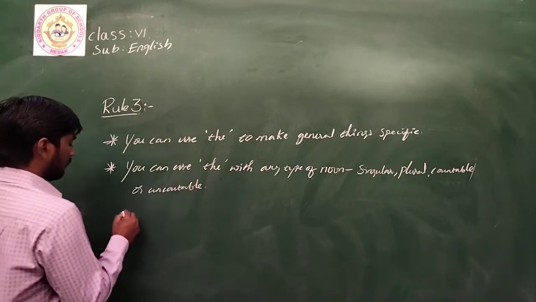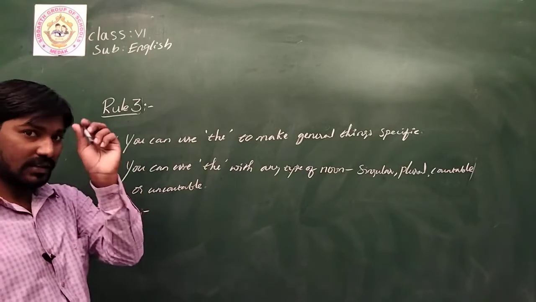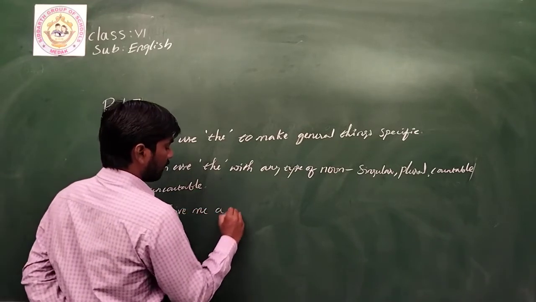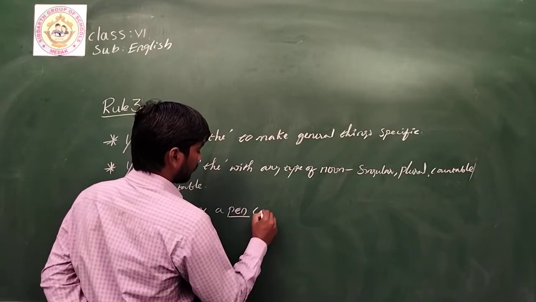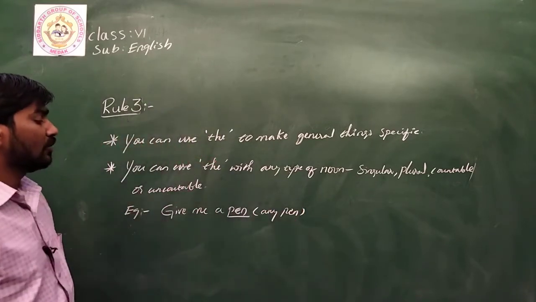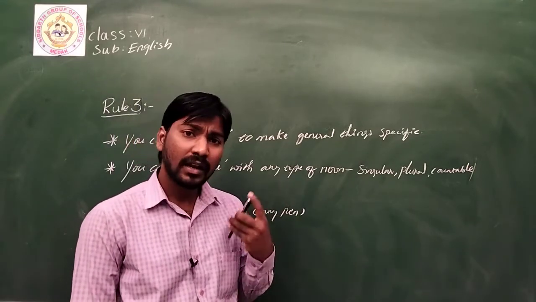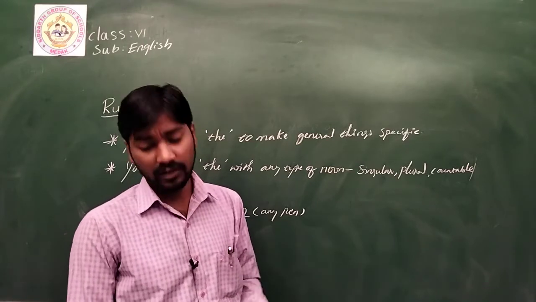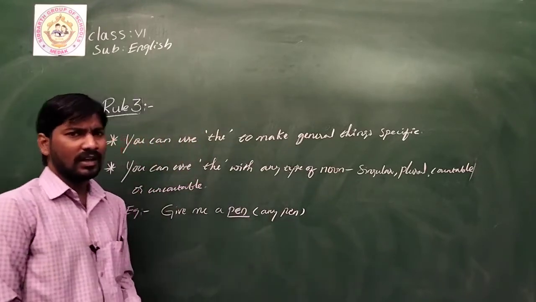Now, examples, children. First example: how general means, how specific means. See here, same example. Give me a pen. I said, give me a pen. It means I have not said any specific pen. Which pen? Red pen, blue pen, green pen? I didn't say anything. Simply, I said, give me a pen. That's enough. I don't want any specified one.